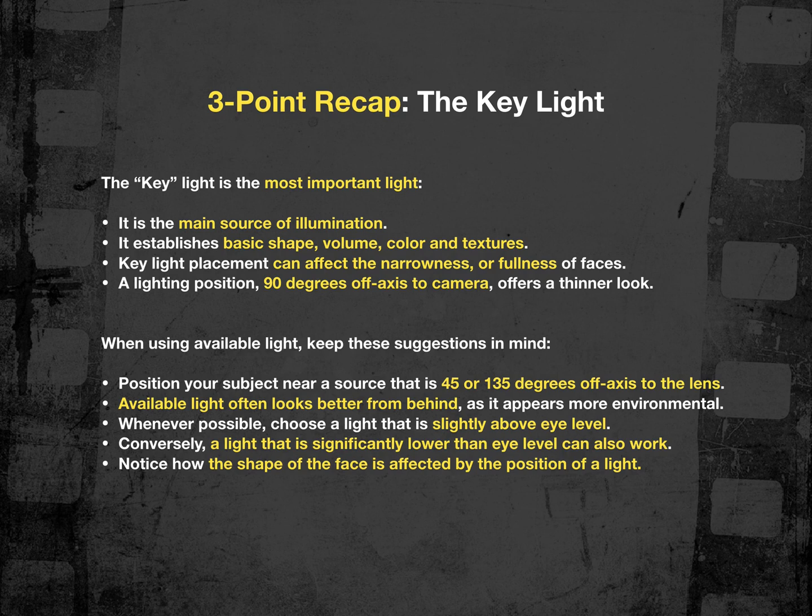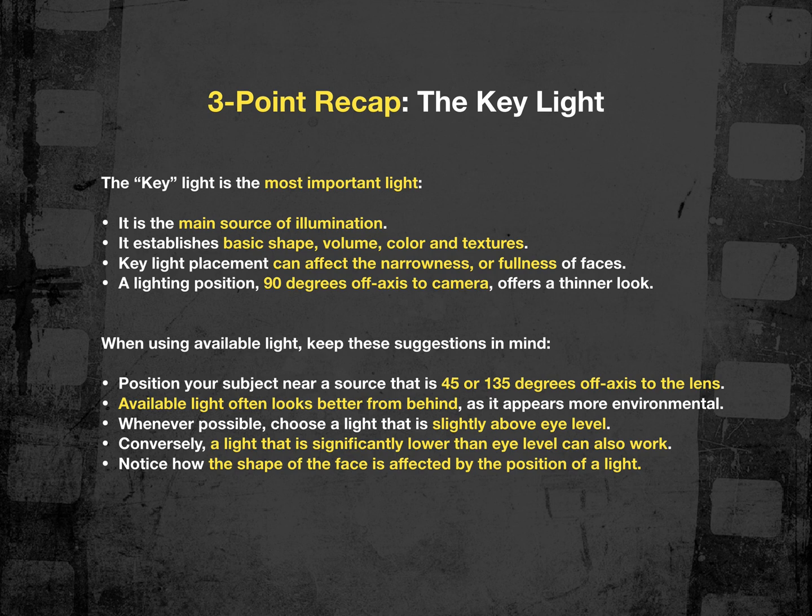Okay, so here's your key light recap. Main source of illumination. It creates or establishes your basic shape, volume, color, and texture. It can affect the narrowness or fullness of the face depending on its placement. So a light fixture that comes from 90 degrees off axis to the camera lens is what we call a half light key. And when you do that, it has a thinning effect on whoever you're lighting. So keep that in mind as well.